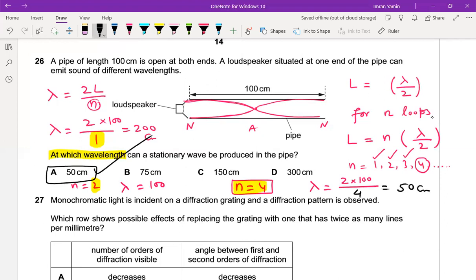In this question, you have to check n equal to 1, n equal to 2, n equal to 3, then n equal to 4. It will be the answer because the other options are not given. Although other options will produce a standing wave, they are not given.